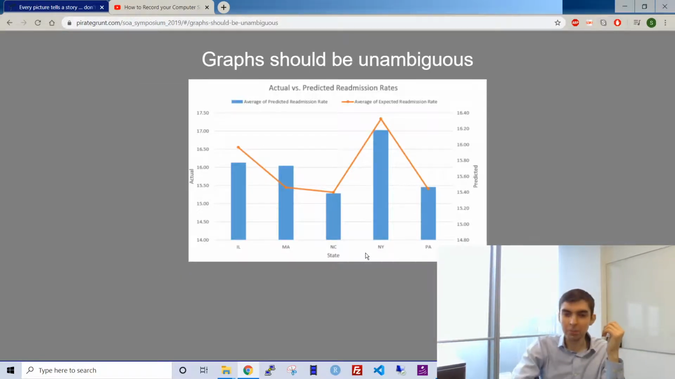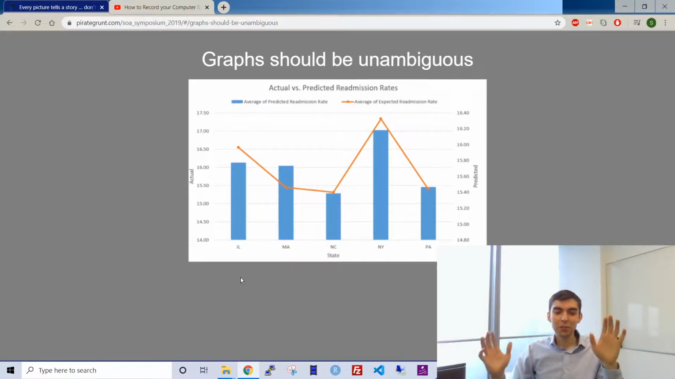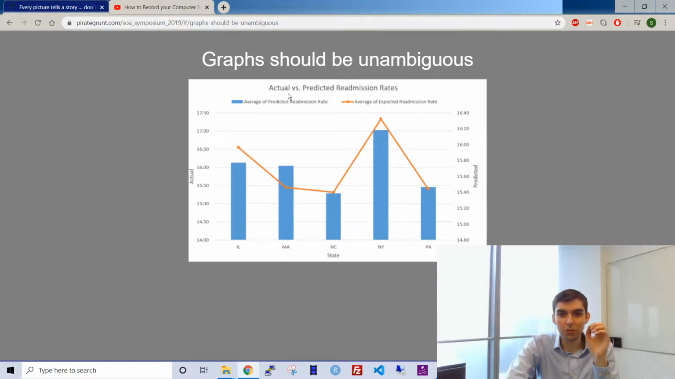Graphs also have to be unambiguous. A common graph that I see actuaries use is this mixed bar type, where you have a line graph and a bar graph at once. You're basically taking two images and putting them on top of each other to save space. In this example, you have actual versus expected by state. So this is the actual hospital readmissions versus the predicted hospital readmissions.